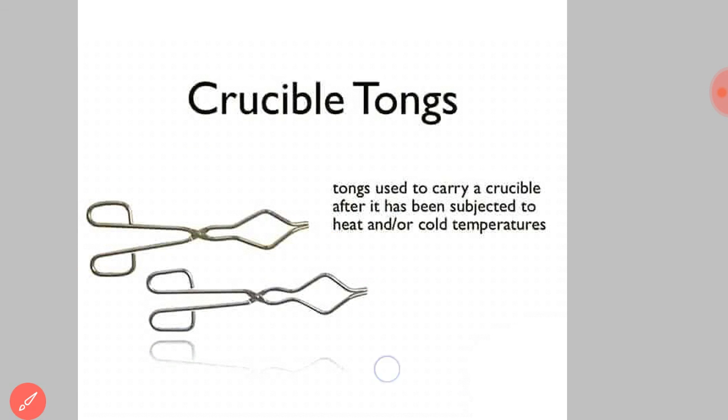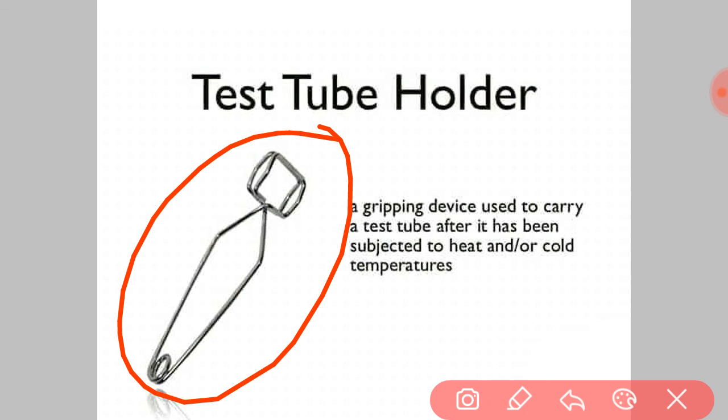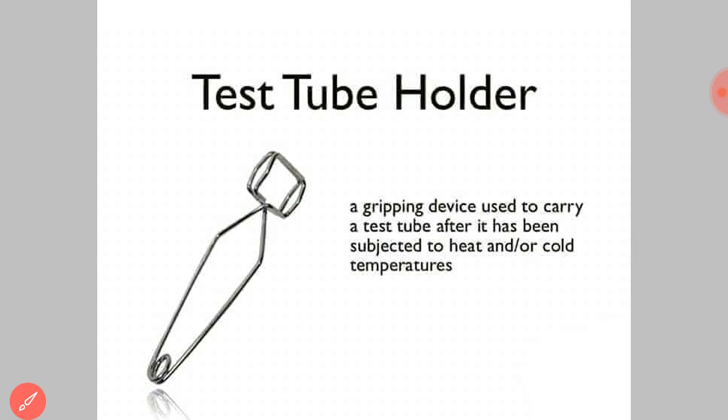Going to the next, the next apparatus is the test tube holder. See this, when you put a chemical in a test tube and heat it, it cannot be touched, it is very dangerous and harmful. So we can hold this test tube with the help of the test tube holder. See this, this is the picture of the test tube holder, and the apparatus name is test tube holder.